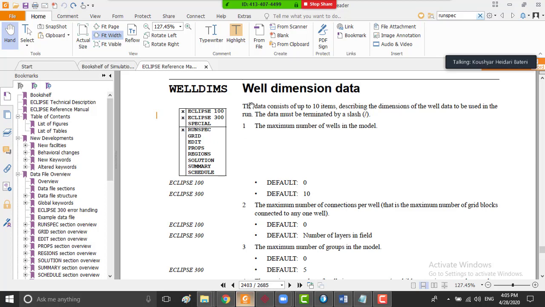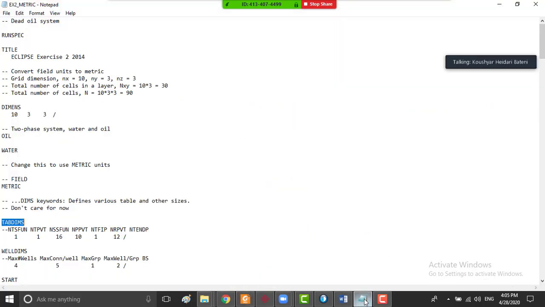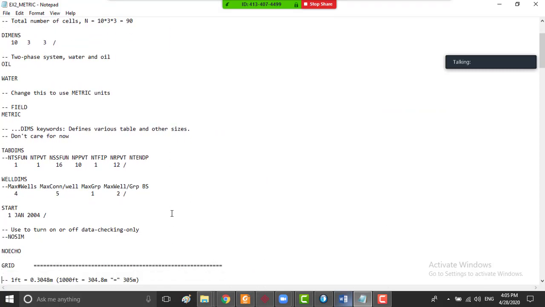Now, in the data file that I've sent you, you see after the keyword itself, there is one line of comment which doesn't count, and after that you see a couple of numbers. Okay, you see 4, 5, 1, 2, and after it you see a slash. What is the meaning of this?